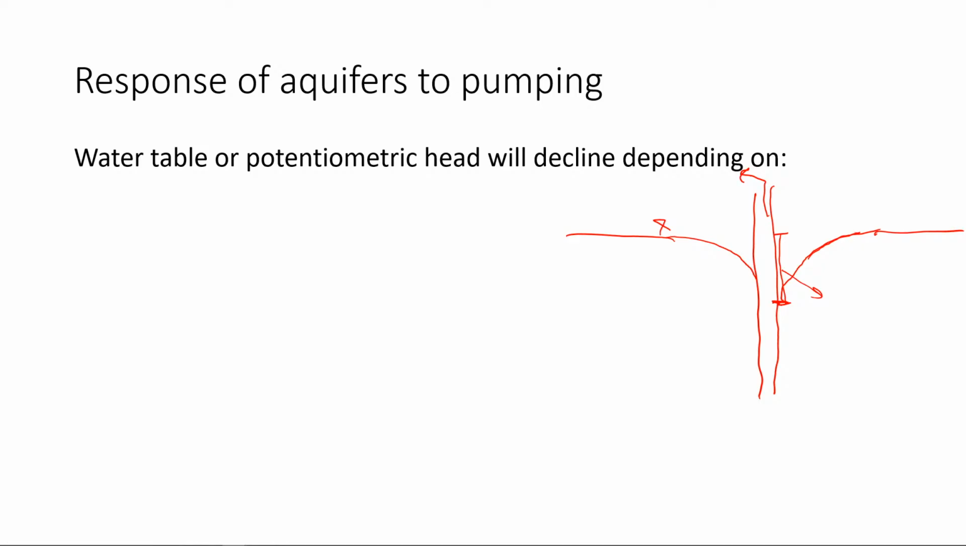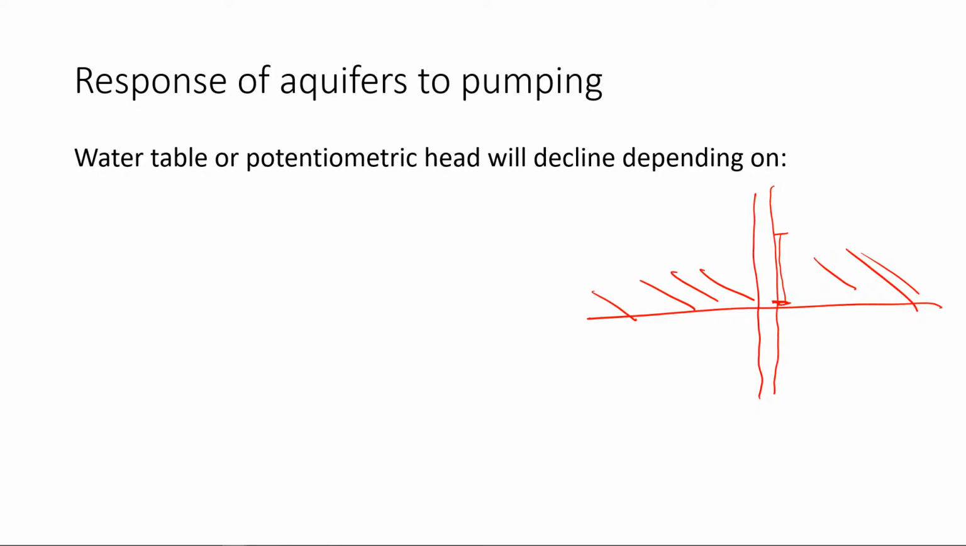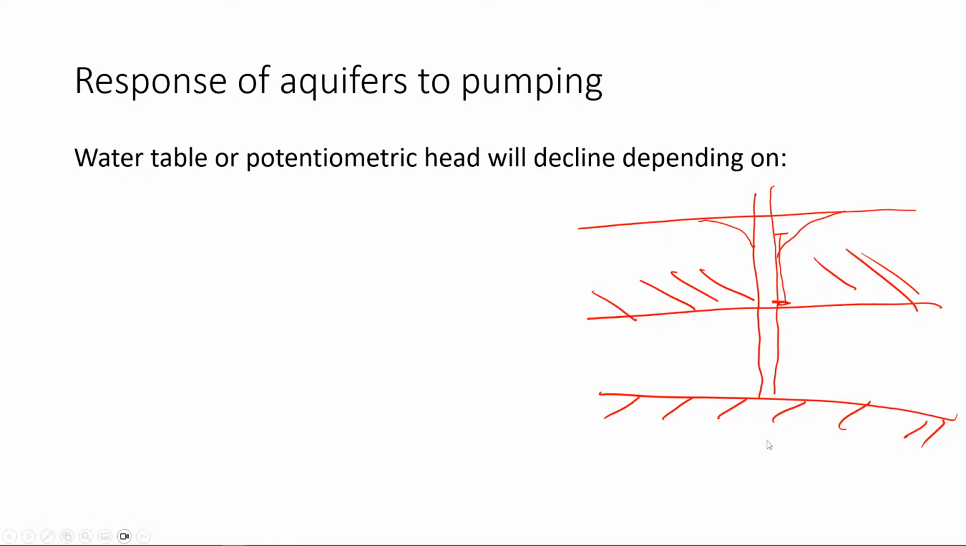But if you are pumping from a confined aquifer, the water level will not change. Let's say you have a confining layer here and a confining layer here, and this is your potentiometric surface. What will happen? The water level will not change, but your potentiometric surface will change. Your pressure will decrease here, because you are releasing water from pressure. So the water pressure will decrease.